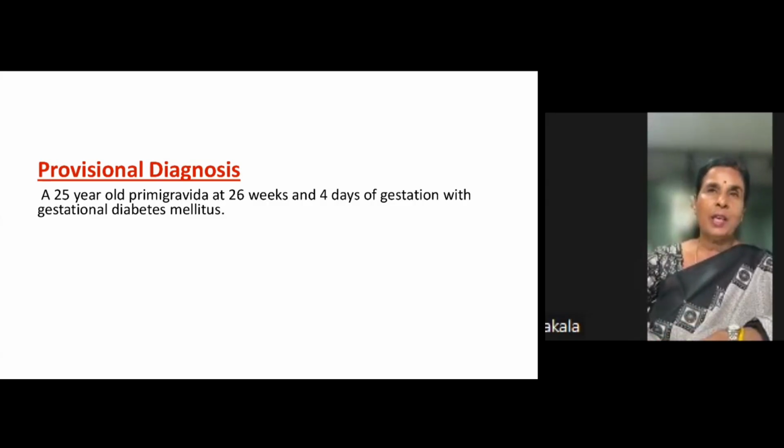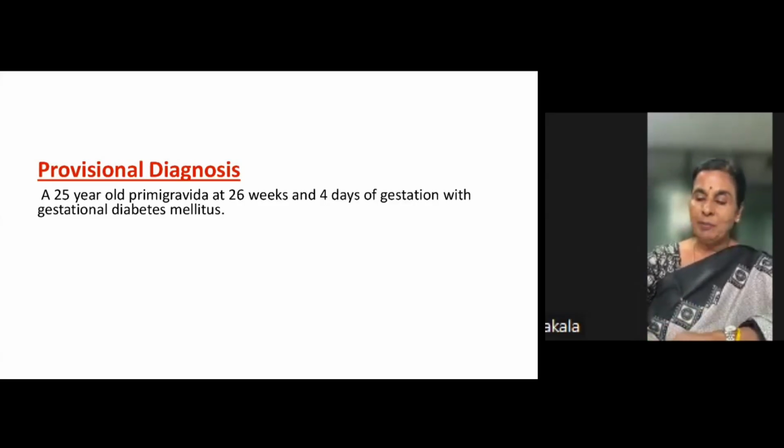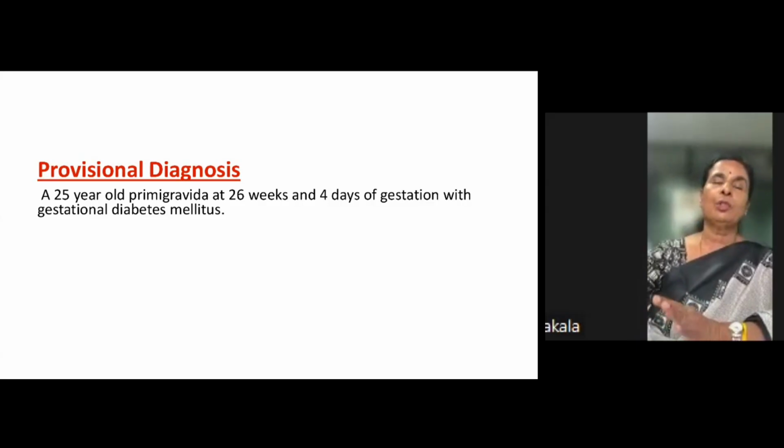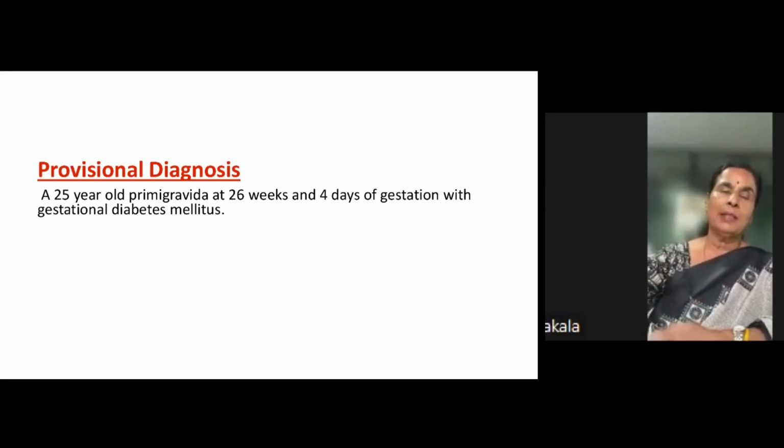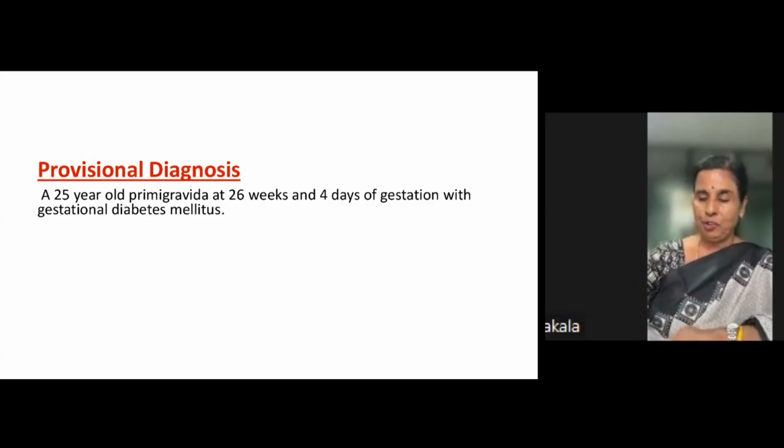So screening in the first trimester, as you already mentioned, hemoglobin A1C should be below 6%. FBS should be kept below 92 milligram, and the RBS should be less than 200 milligram. If any of these values are more, then you can diagnose either overt diabetes or GDM.